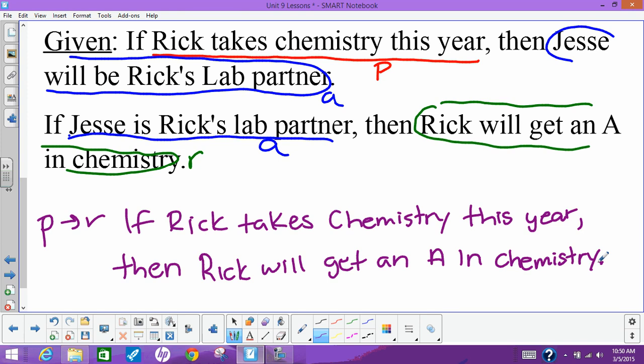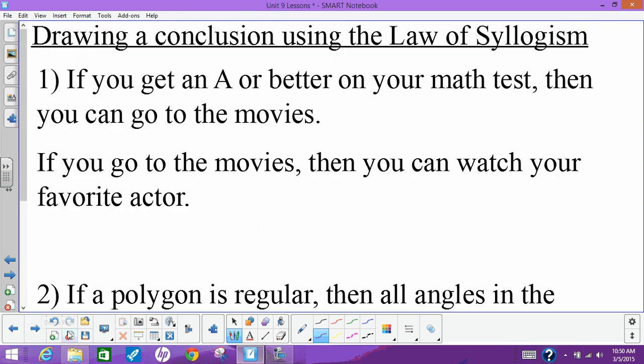So we can skip over the whole part about Jesse because we know if Rick takes chemistry, Jesse will be his lab partner. We're told Jesse's his lab partner, he'll get an A. So we know if Rick takes chemistry this year, then Rick will get an A in chemistry. So let's look at a couple examples. You can't always draw a conclusion, and that will be if you don't have the appropriate setup. So we've got to look at these carefully.